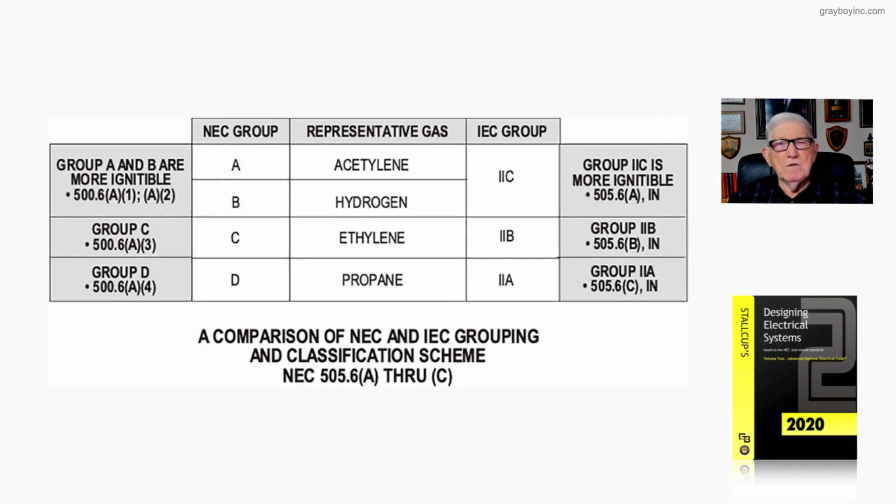And we use the NFPA 497 4.4.2 to get more of these groups and what gas and vapors and liquids and chemicals would fall in a group A, B, C, or D. Now, kind of keep that in mind before we move on to the next illustration. We just want to make sure we understand that the groups in the IEC are differently identified from the groups in the NEC.